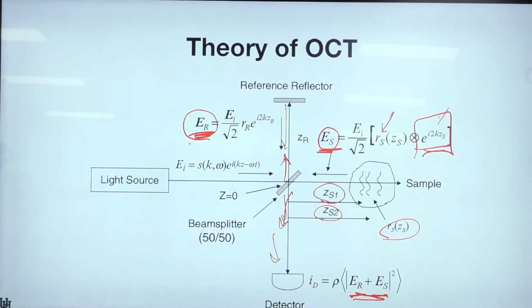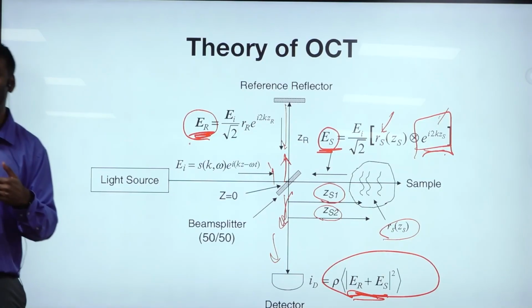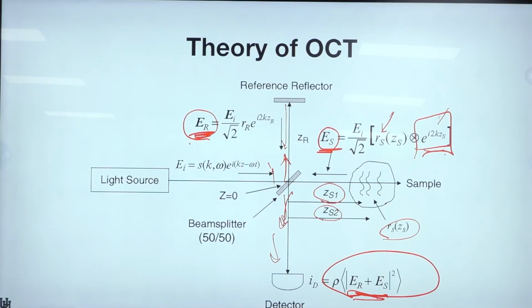So light goes into the reference arm, comes back. Light goes into the sample arm, comes back. They add, they interfere with each other. Interference is just addition of waves, and then you take the magnitude square because the process of making a measurement is equal to taking the square of the field. That's the definition of a measurement. Okay, so therefore you have it. So there is an average over a certain amount of time. That is a statistical average.